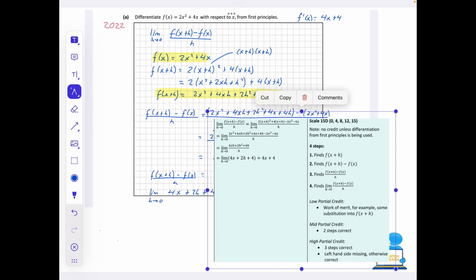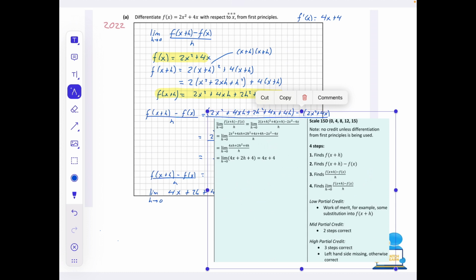Okay, so they want the 4 steps. They want you to find f of x plus h, which we did. They then want you to find f of x plus h minus f of x. Did that as well. And then find f of x plus h minus f of x divided by h, and then put in your limit. Okay, so that would get you your full marks.